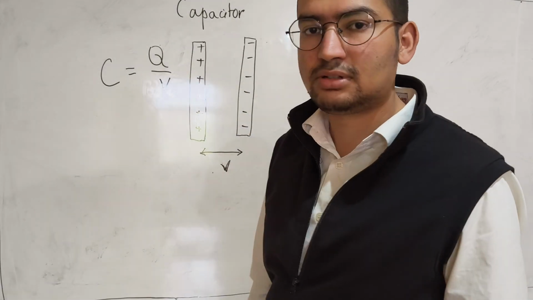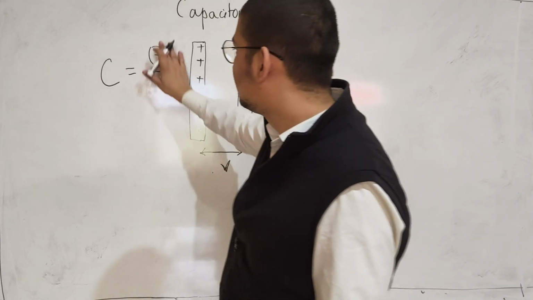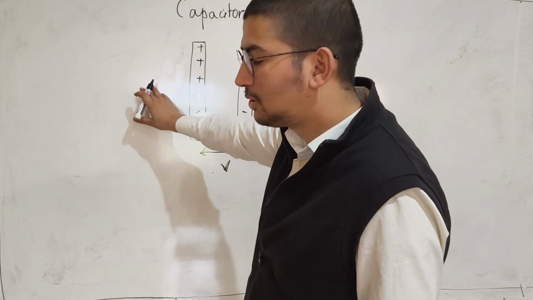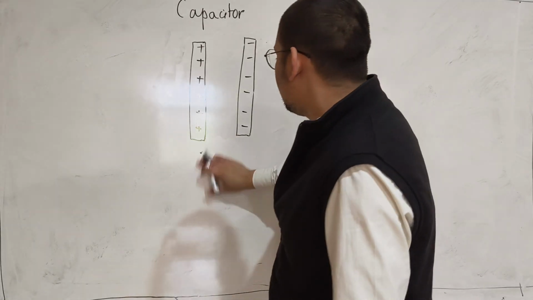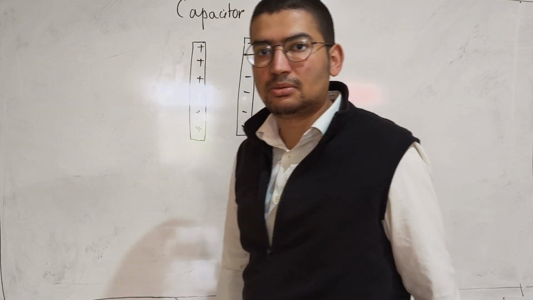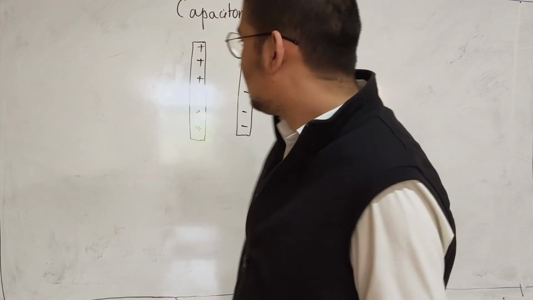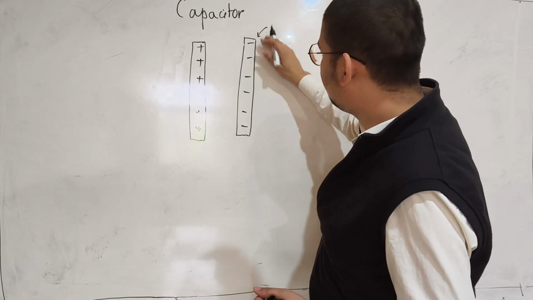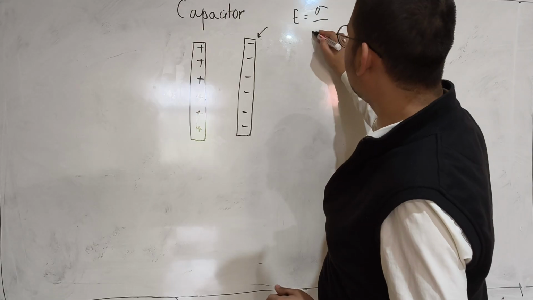So let's find out C for a parallel plate capacitor like this. To get C, we must first find out the potential difference that is present between the plates. To find that, we must know what the electric field is in between the plates. So in electrostatics, we have studied that the electric field of a plate is sigma by 2 epsilon.